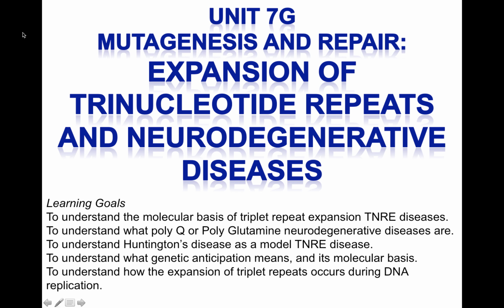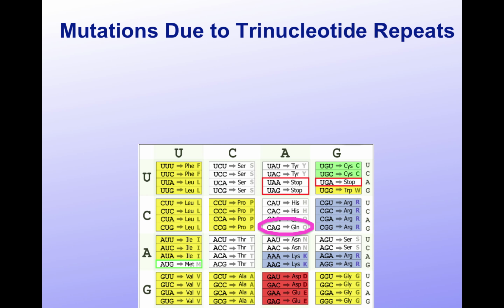Hi everyone, it's Dr. LeBlanc with Unit 7G, Mutagenesis and Repair: the expansion of trinucleotide repeats and neurodegenerative diseases. Our learning goals are to understand the molecular basis of triplet repeat expansion, or TNRE, diseases; to understand what polyQ or polyglutamine neurodegenerative diseases are; to understand Huntington's disease as a model for TNRE disease; to understand what genetic anticipation means and its molecular basis; and to understand how the expansion of triplet repeats occurs during DNA replication.